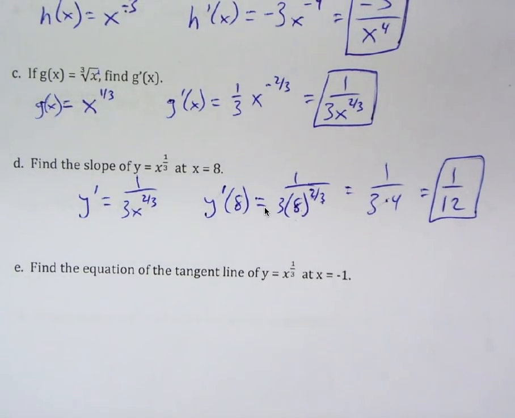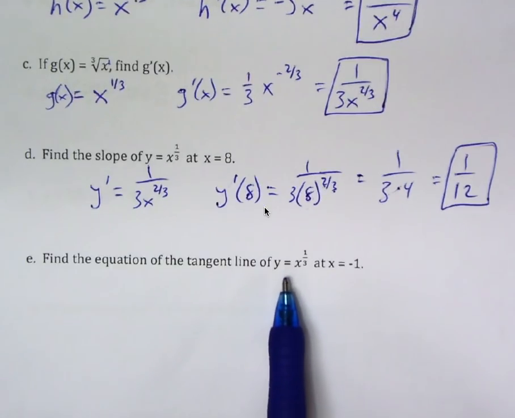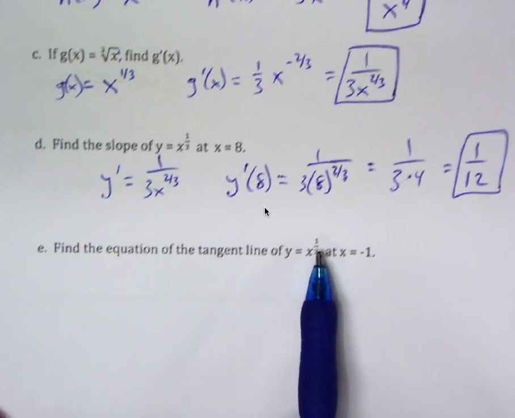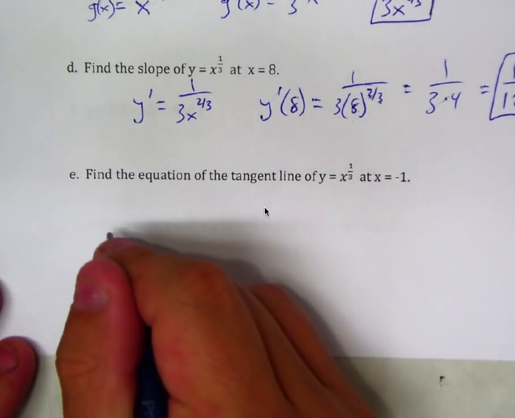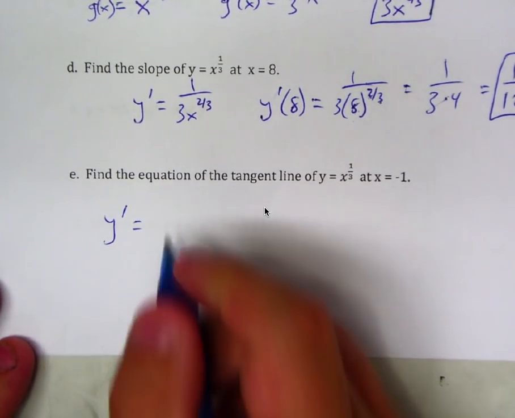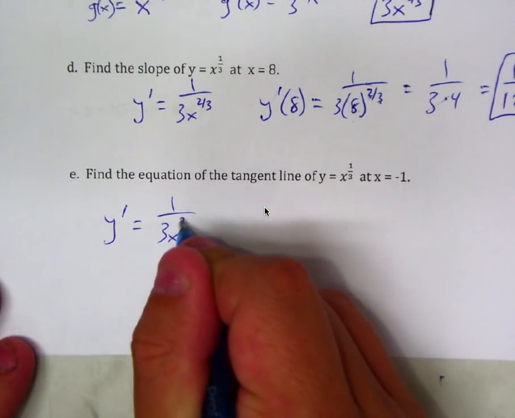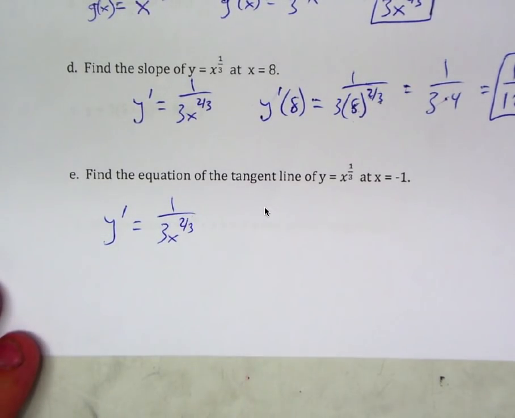E says find the equation of the tangent line. So think about what we need to find equations. You have to know a point and slope. Okay? Point and slope. We already know the derivative of y equals x to the 1/3. That's what we just did in the last two problems. So y prime is 1 over 3x to the 2/3.